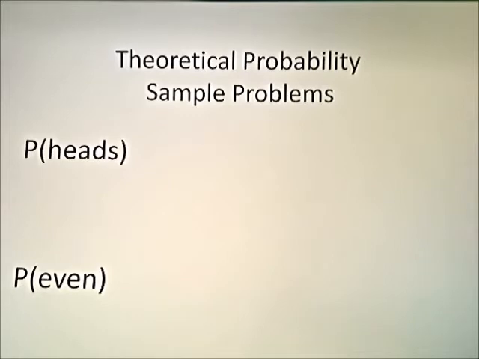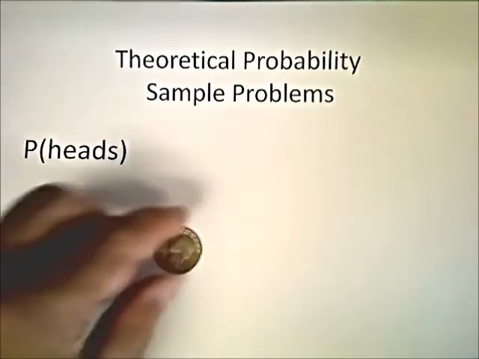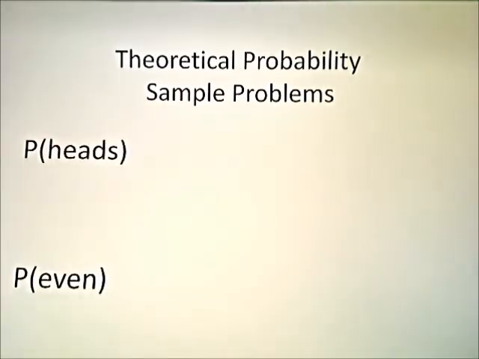We know that a coin has one side that represents heads, which in this case, you're looking at. So the number of favorable outcomes is one. To solve, we divide favorable outcomes by the possible outcomes. So what would that be? That would be 1 divided by 2, which would equal 1/2.